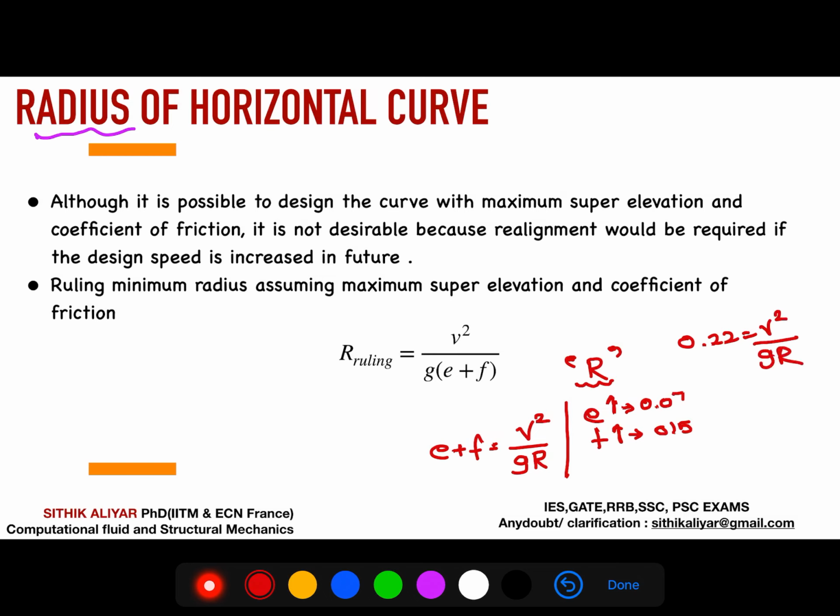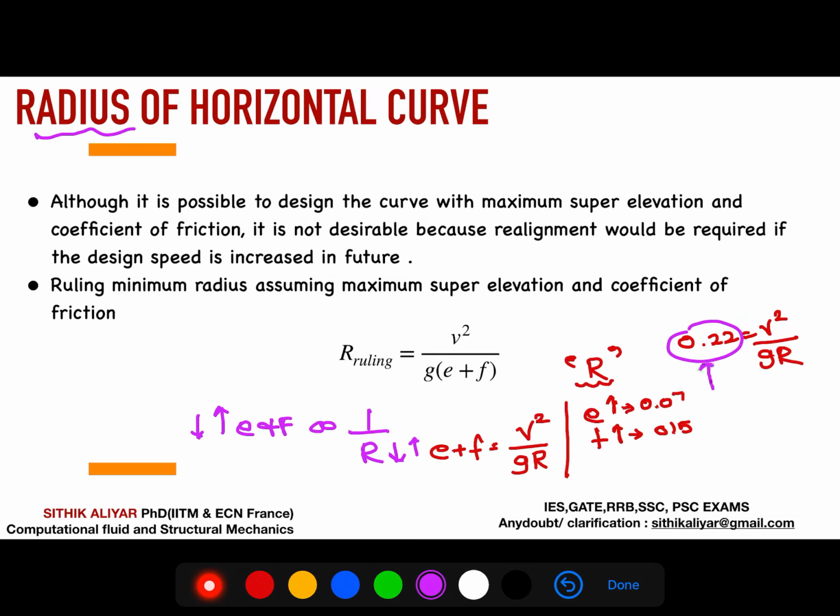So this is the maximum value it can become, and you can see e and f are inversely proportional to radius. You can see that, right? So if e and f are increasing, the radius will decrease. If e and f are decreasing, the radius should increase. This is inversely proportional. And if this is the maximum value, the value e plus f will not go beyond this.